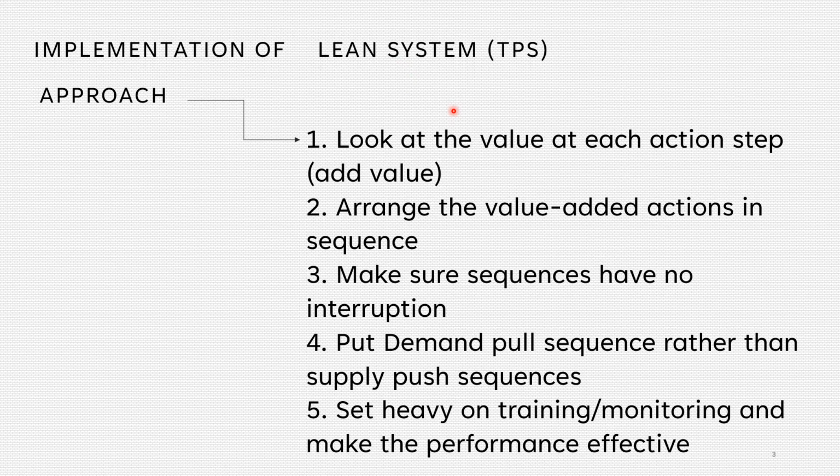If you want to implement a lean system at your company, we use an approach or procedure from generally 1 to 5. First, we look at the value at each action step, and we pay attention to the value of, that's under motion, by the way, each step in your business, and then arrange the value-added actions in sequence. So you start to get the value, and then you form a sequence, and then you make sure the sequences have no interruption.